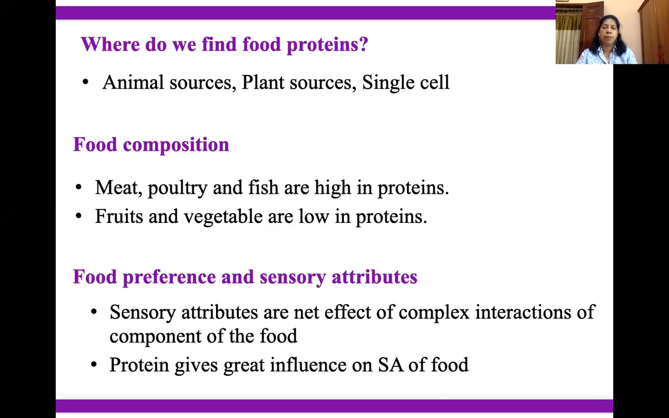The other case is food preferences and sensory attributes. Sensory attributes are the net effect of a complex interaction of components of the food. Proteins have a great influence on the sensory attributes of a food. Am I correct or not? So the sensory attributes are always the net effect of a complex interaction. In the case of egg, milk, wheat flour, or different products with high protein content, they give different sensory attributes compared to low-protein components, right?